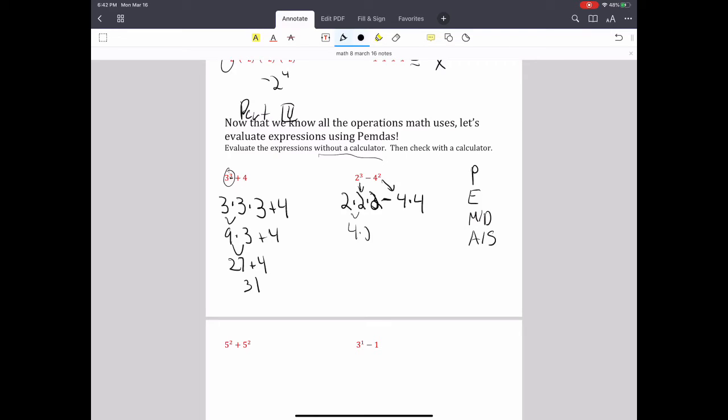that'll be 4 times 2 times 2 minus 4 times 4. Excuse me. Just 4 times 2. This will be 8 minus 16, which is negative 8.